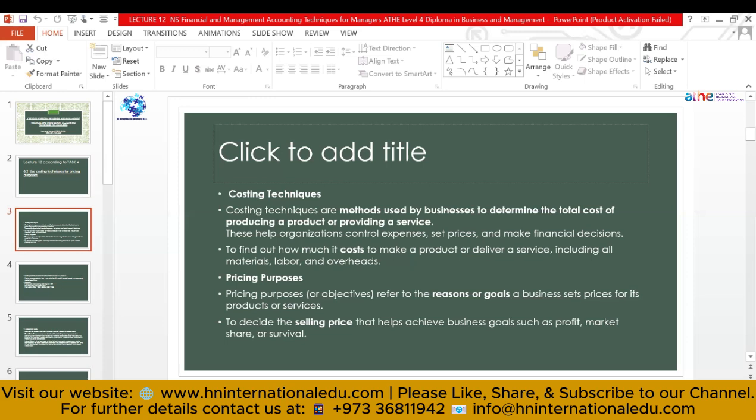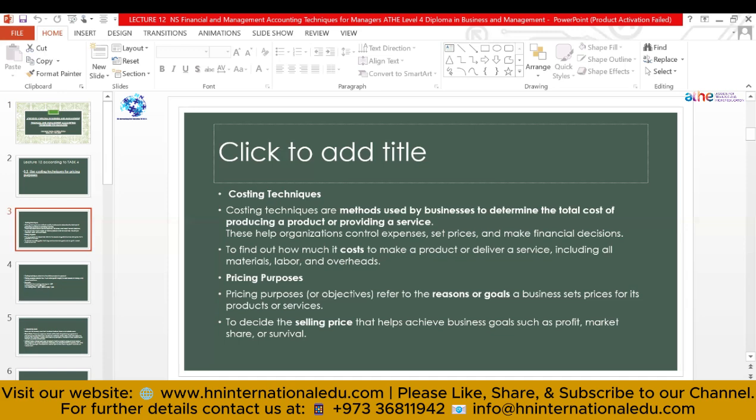Now, there are different techniques, tools through which we calculate the cost. To find out how much it costs to make a product, let's say a cake or a brownie, we need to first purchase flour, then the utensils, chocolate, then we have the quality variants, vanilla essence, egg, and so many things to put in it. What are all these? These are the cost. And then once you incur the cost, then you put the profit margin. To deliver a service, including all the materials, labor, and overheads, that is the expenses as well. Packaging, branding, supply chain, everything will be in this.